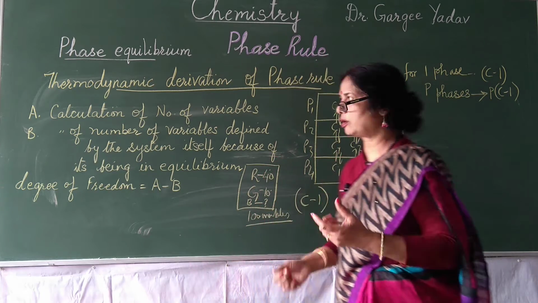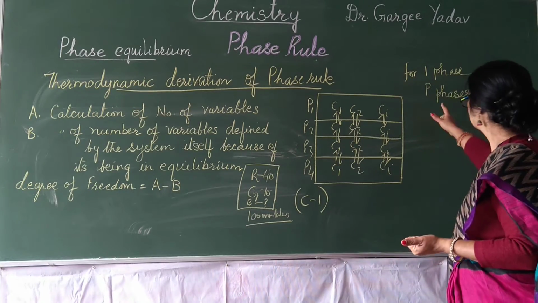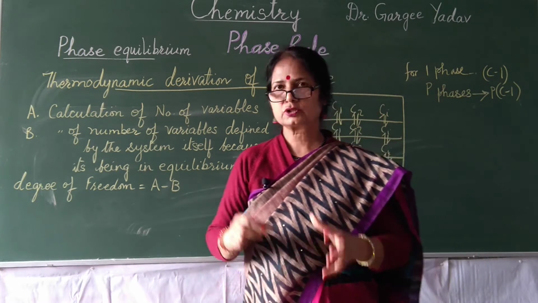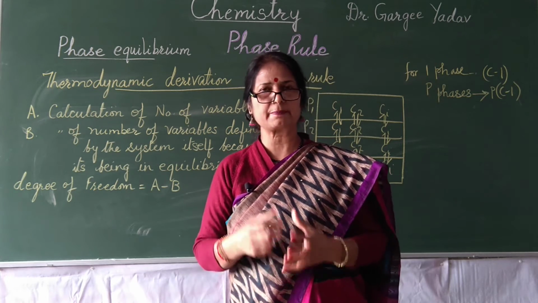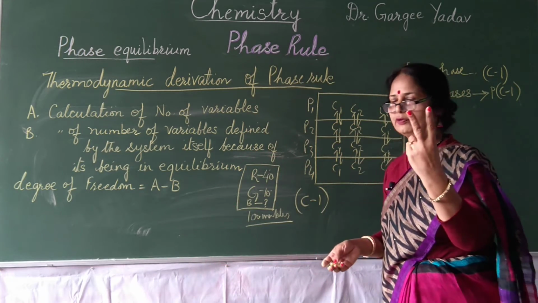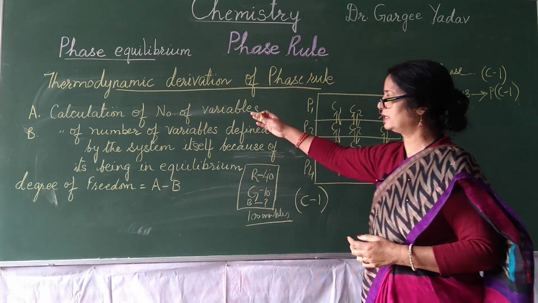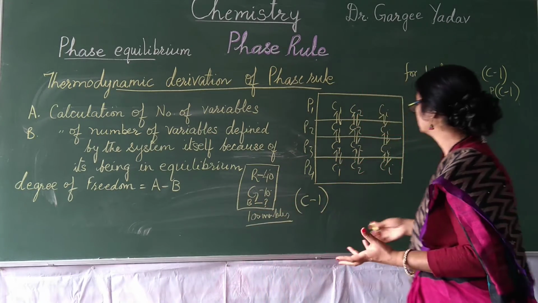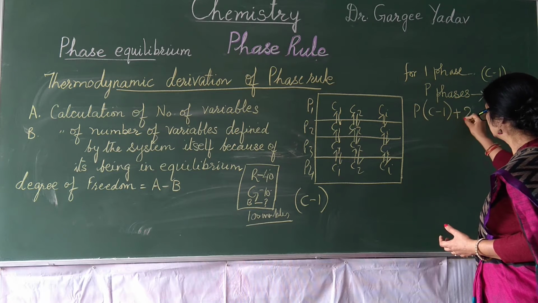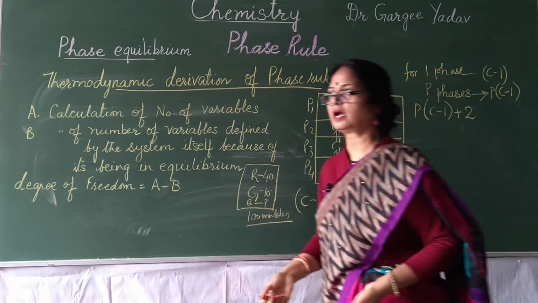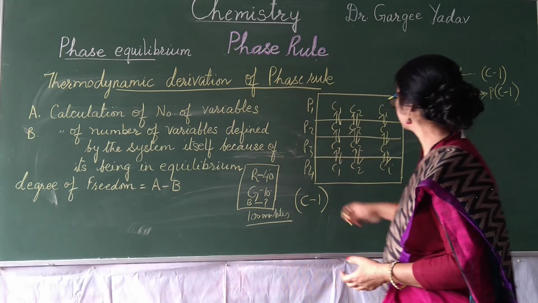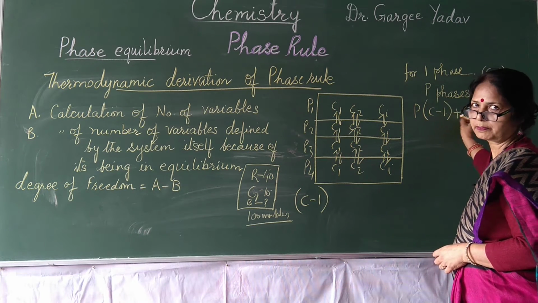So, one is the composition. I have told you that for P phases, we will need P into C minus 1 concentration terms to be known to us. So this is about the concentration. Now the other variables are pressure and temperature, and they are the same for all the phases. So we can consider that these are two variables. So the total number of variables in a system will be P into C minus 1 plus 2. For 2, one is the temperature and the other one is the pressure variable. So the total number of variables is given by P into C minus 1 plus 2.